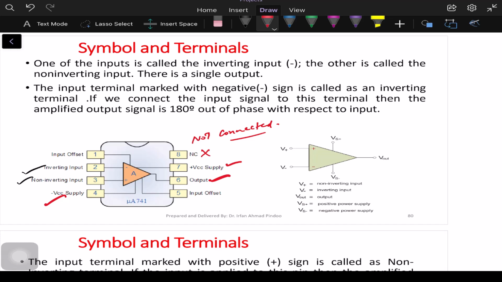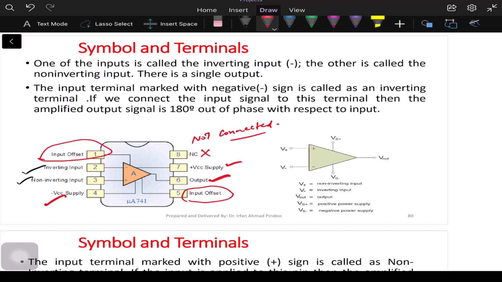And then we have 2 pins for input offset. These pins might be used when there are some errors in the op-amp. It means that without providing any voltage, if you are getting some kind of output voltage or output current, then in order to balance that out, we can use the input offsets in that particular case.